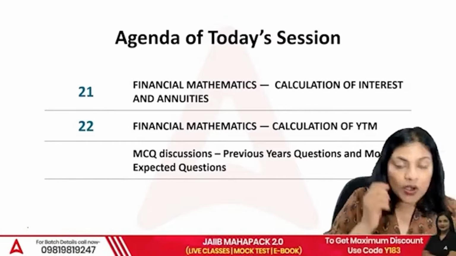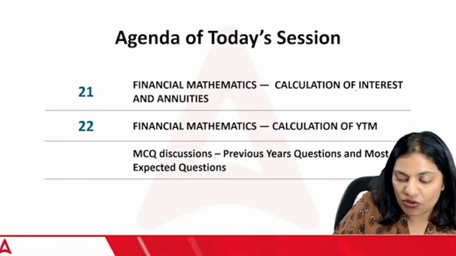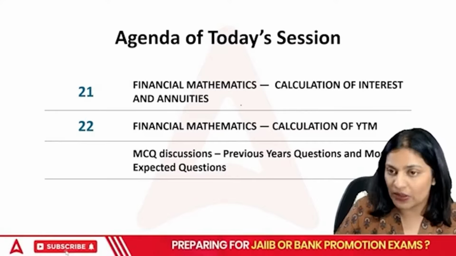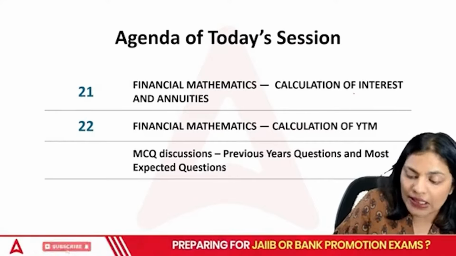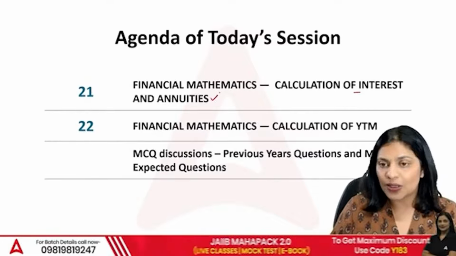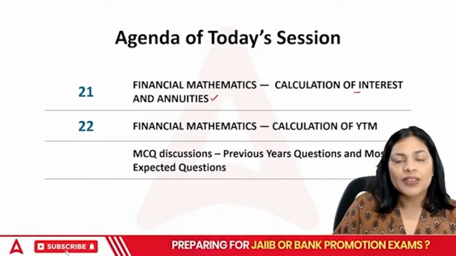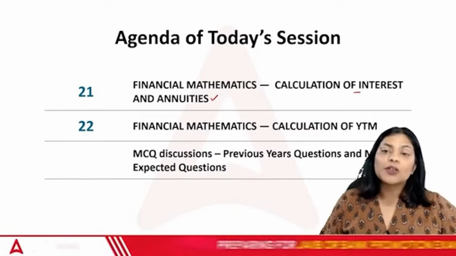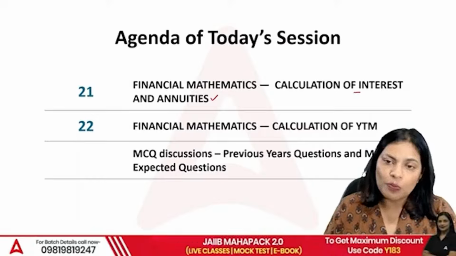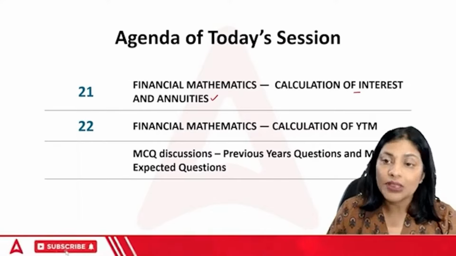So the agenda of today would be that we will be solving the questions related to chapter number 21 and 22. So 21 is exactly calculation of interest and annuity. It has very basic concepts, but the question coverage is seriously very low. Then we have financial mathematics, that is calculation of YTM, a chapter related to bond, but the coverage over here is good.